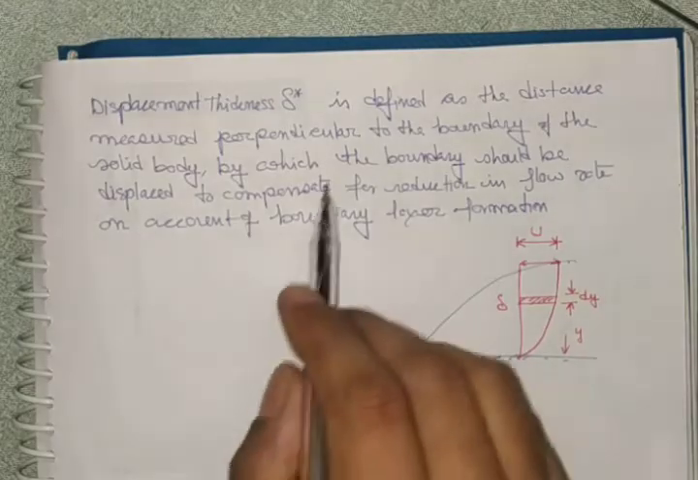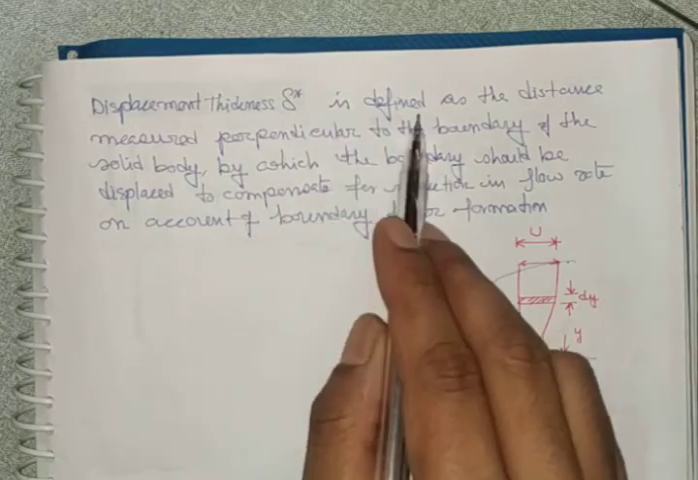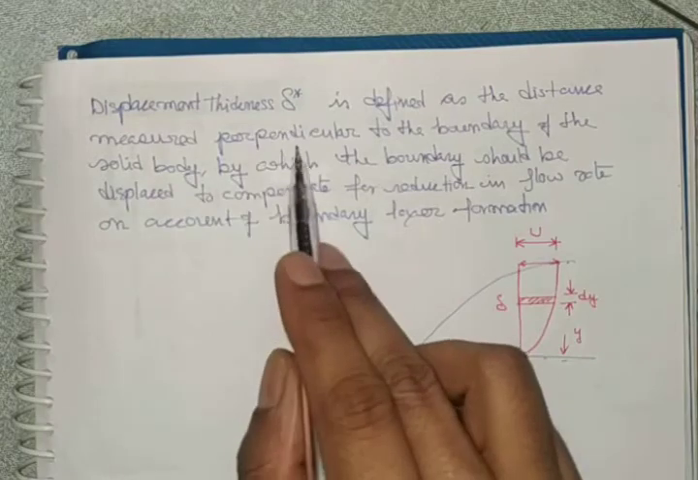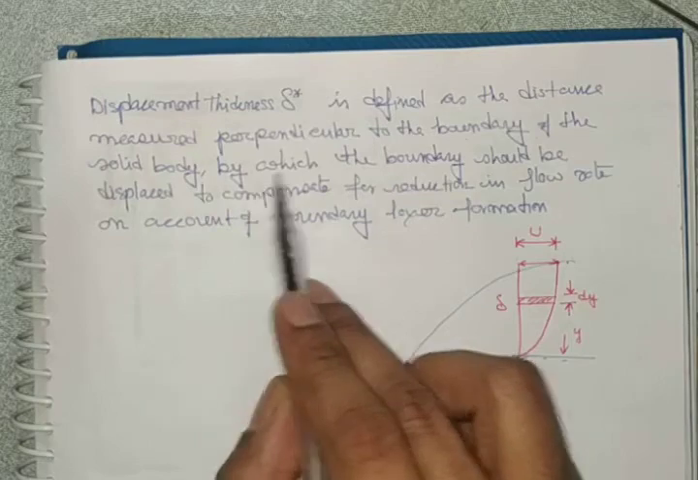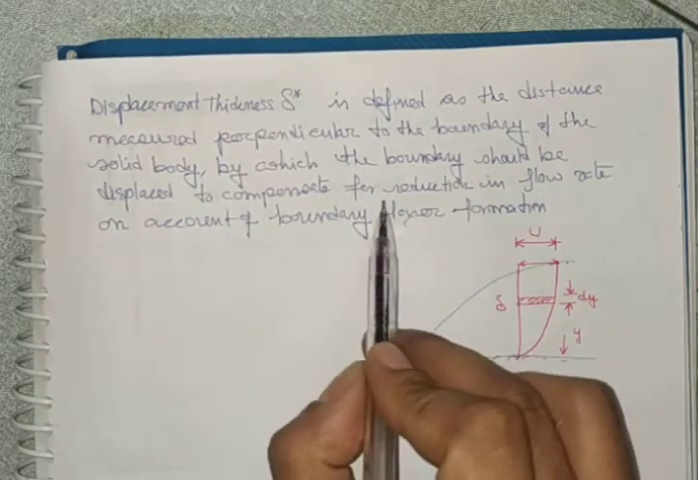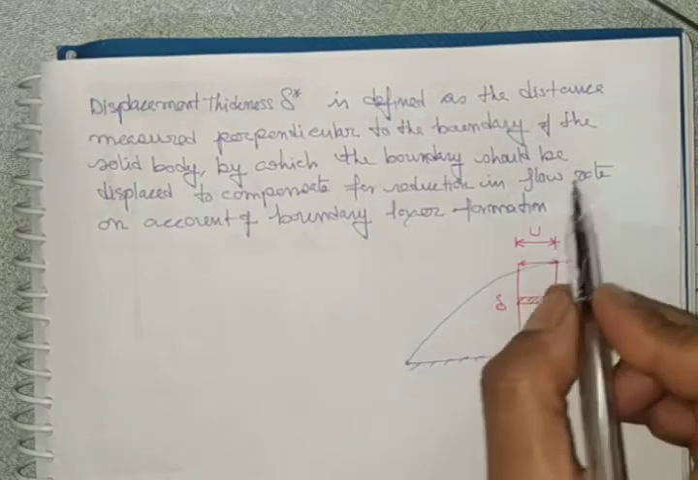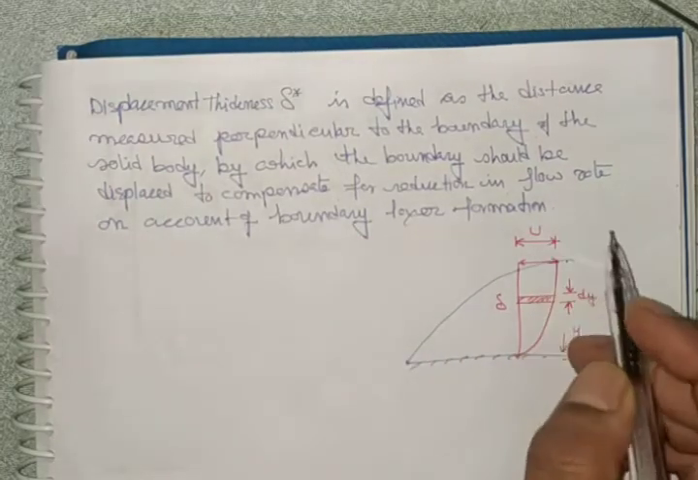Hello students, today we will discuss displacement thickness, momentum thickness and energy thickness of a boundary layer theory. So let's start. Let's define displacement thickness. Displacement thickness is defined as the distance measured perpendicular to the boundary of the solid body by which the boundary should be displaced to compensate for the reduction in flow rate on account of boundary layer formation.